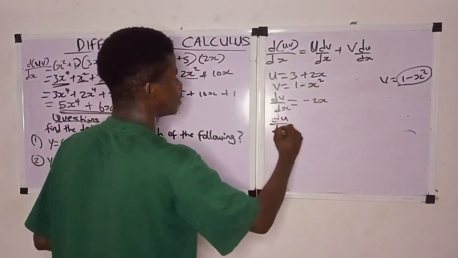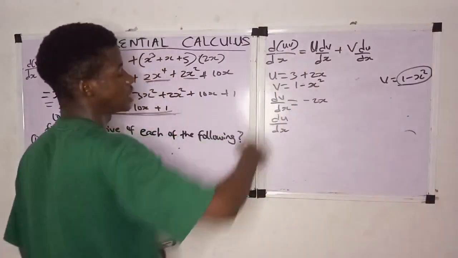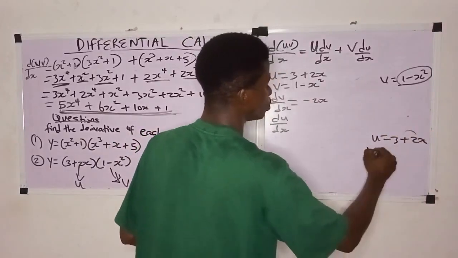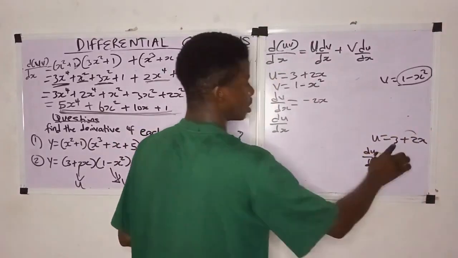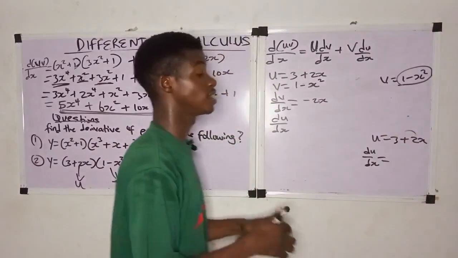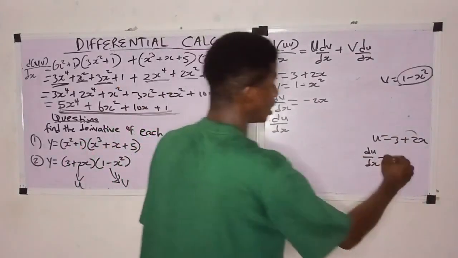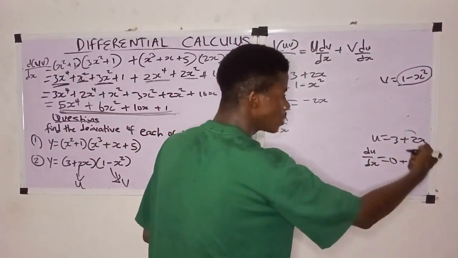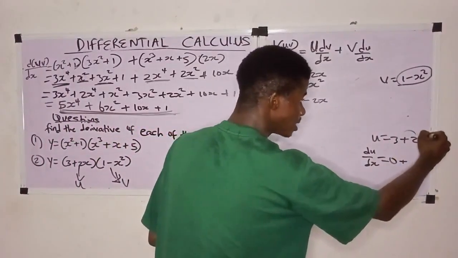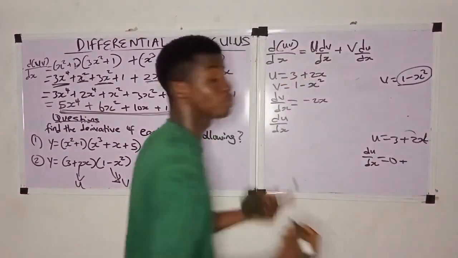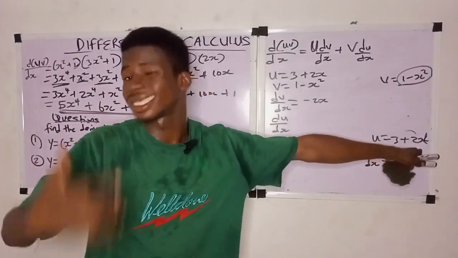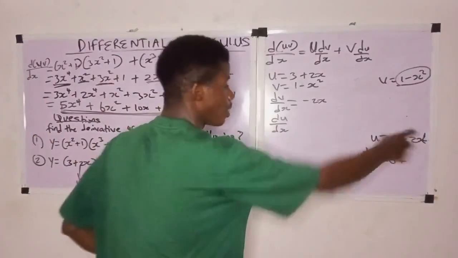Du over ds, the same thing we do. If you differentiate u with respect to s, u is what? 3 plus 2s, right? Differentiation of a constant is what? 0, right? A constant does not take a variable. Then plus 2s. We all know s is just power 1 here. Remember, when s is standing alone, it means s is just power 1.